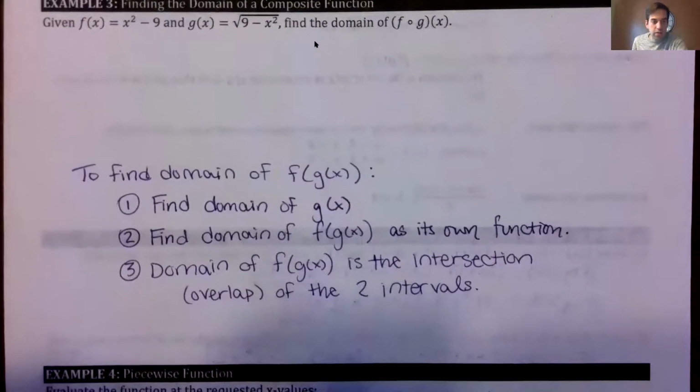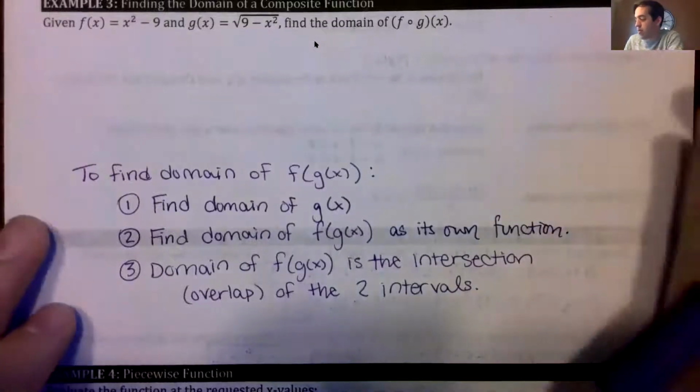So here's what we're going to do. To find the domain of a composition of functions like f of g of x, we first find the domain of g of x, the inside function. Then we find the domain of f of g of x as its own function. So we don't care just about f of x. The g of x has to go through the f of x. So we think about the domain of f of g of x. And then step 3, the domain of our actual f of g of x is the intersection or overlap of those first two intervals. So let's try this.